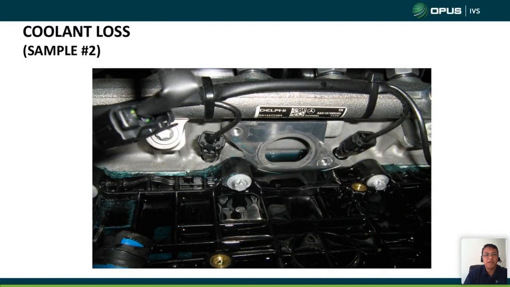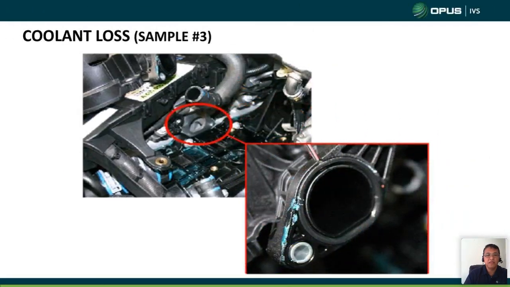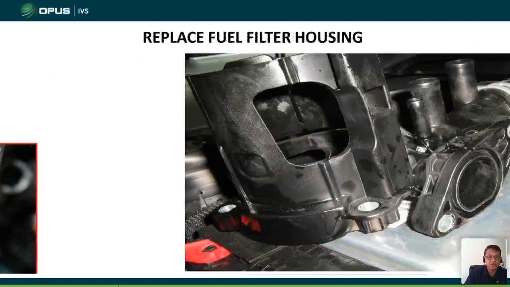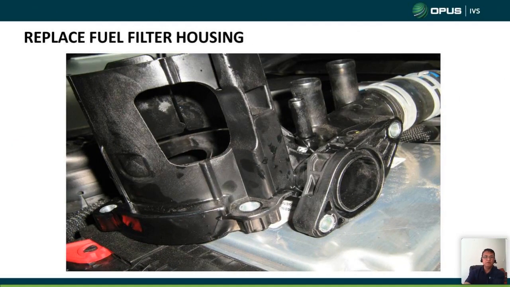And this is also one of the photos that I have from my time in the dealership. If you have a coolant loss, that part will be soaked with coolant. And the reason is that the seal ring on the oil filter housing splits. So the rectification is to replace the whole fuel filter housing cover. And that's where the O-ring is located.